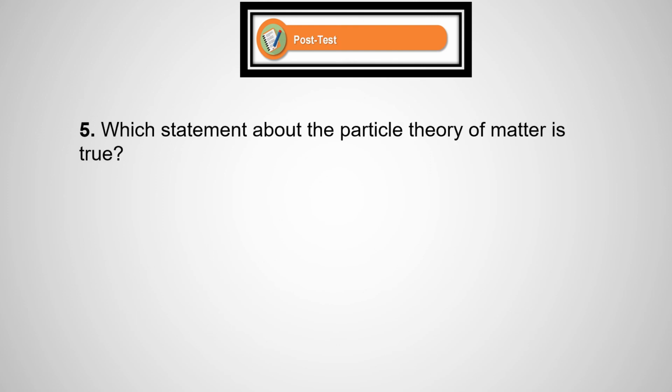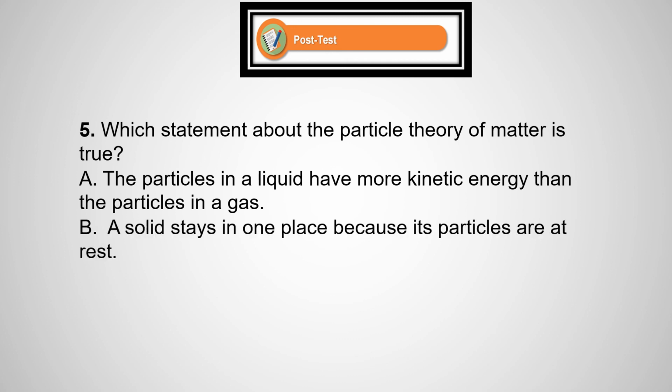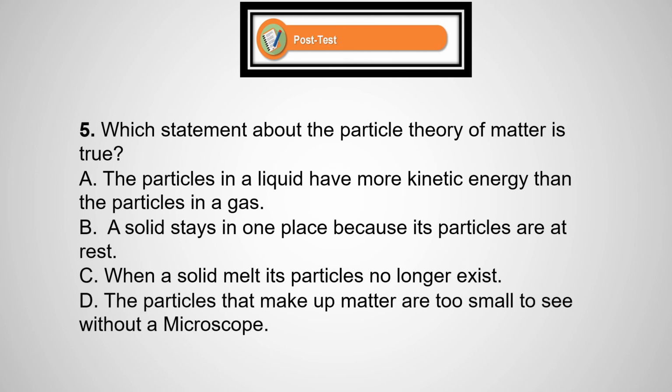Number 5. Which statement about the particle theory of matter is true? A. The particles in a liquid have more kinetic energy than the particles in a gas. B. A solid stays in one place because its particles are at rest. Letter C. When a solid melts, its particles no longer exist. Letter D. The particles that make up matter are too small to see without a microscope.